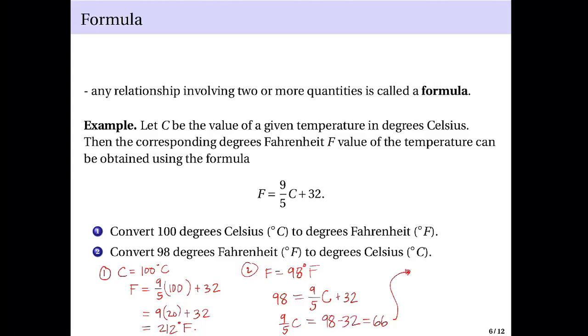And then finally, we will get your C. This is equal to what? You have 66 in here. So 66, multiply it to the reciprocal of the coefficient. So multiply it to 5 over 9. Everyone follows this?